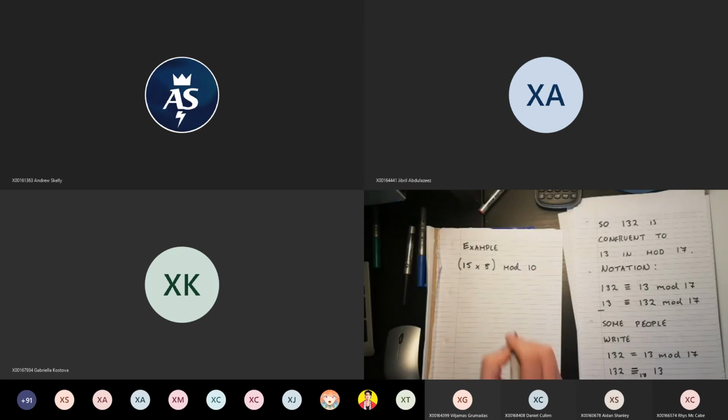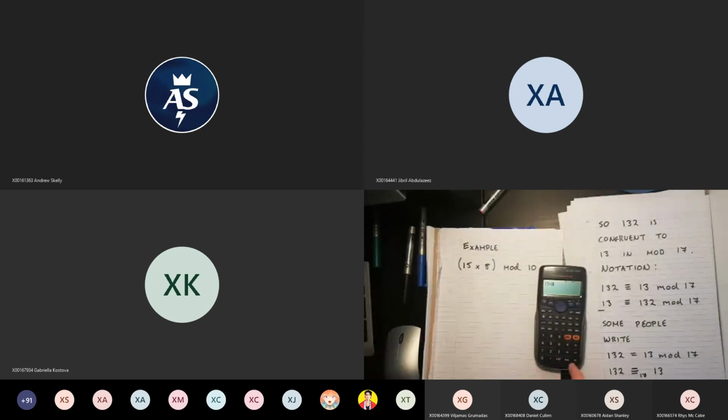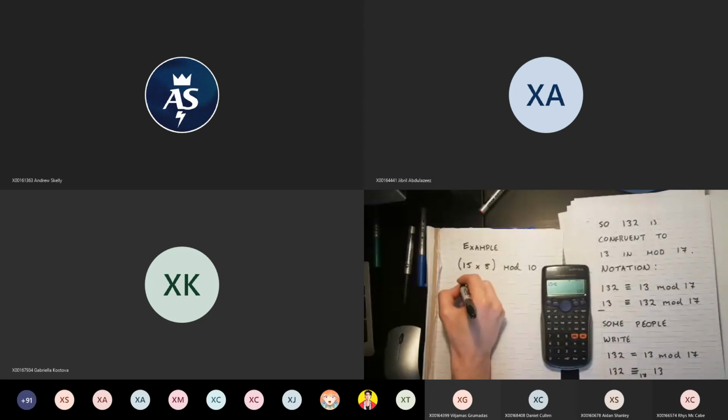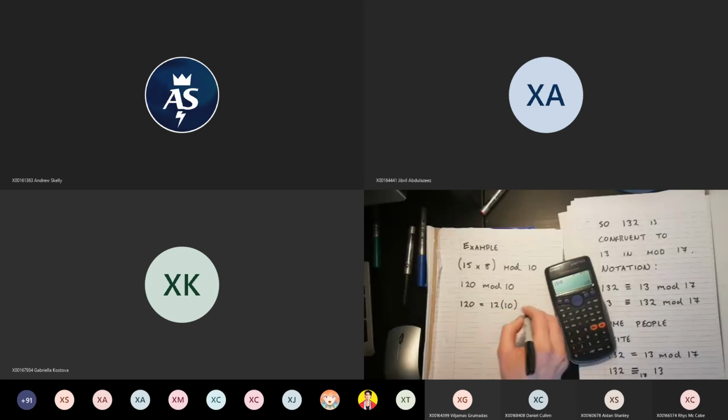As I said, I can do this 2 ways. I can work out the 15 times 8 in the beginning. 15 times 8 is 120, so that would be 120 mod 10. Then 120 is 12 times 10 with a remainder of 0. So 15 times 8 is equivalent to 0 in mod 10, and that's totally correct.